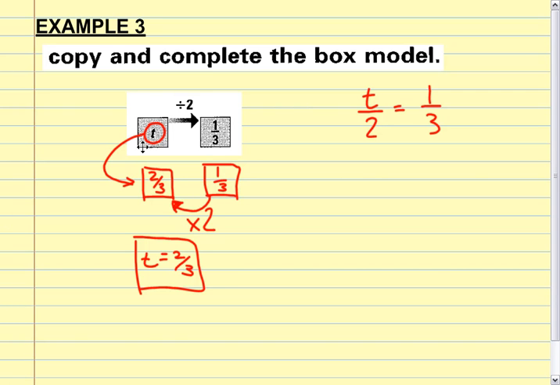No. Cara, what's happening to the variable right now? It's being divided by 2. So to get rid of that 2, what do I need to do? I need to multiply it by 2. But Cara, this is algebra, so I need to do what? What I do to one side, I have to do to the other.